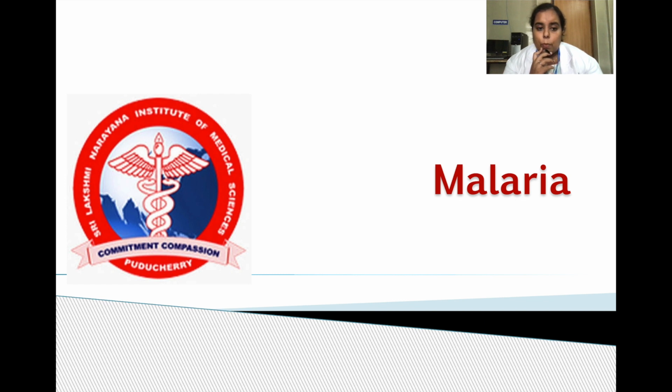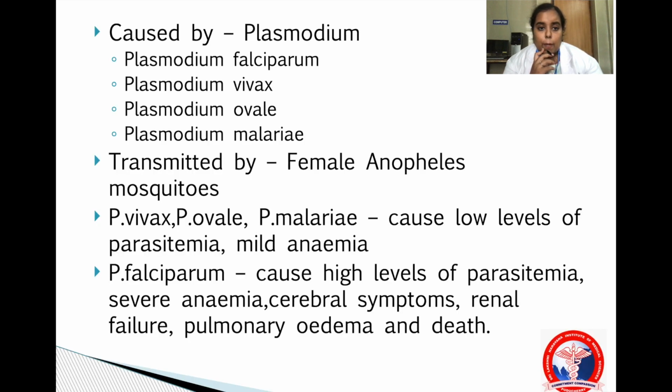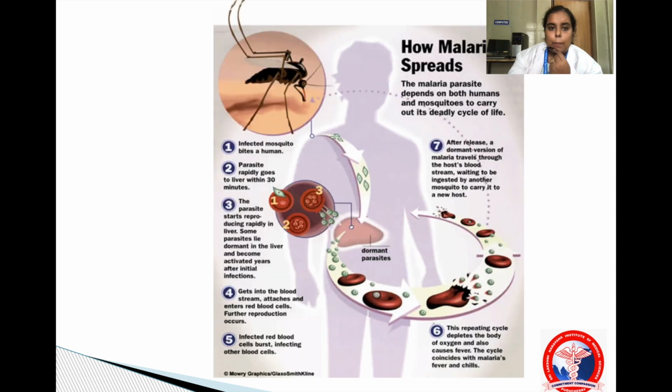Next we will see a few points on malaria. It is caused by Plasmodium. Species include falciparum, vivax, ovale, and malariae. It is transmitted by the female Anopheles mosquito. These three species, vivax, ovale, and malariae, can cause low levels of parasitemia with mild anemia. Falciparum, to note, causes a high level of parasitemia with severe anemia, cerebral symptoms, renal failure, pulmonary edema, and death.